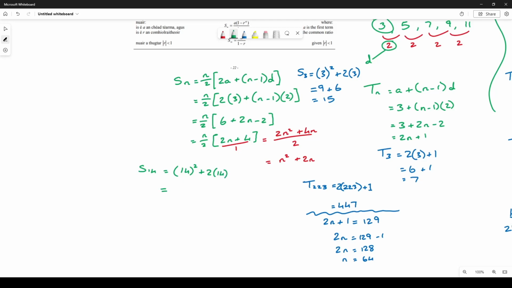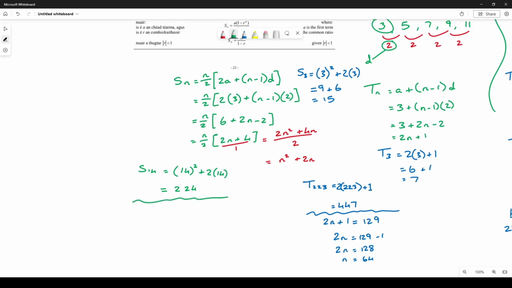And that will be 224, I think. It's not hugely important if I got that number wrong, but you can use your calculator. It would tell you that the first 14 numbers in that list add up to 224.